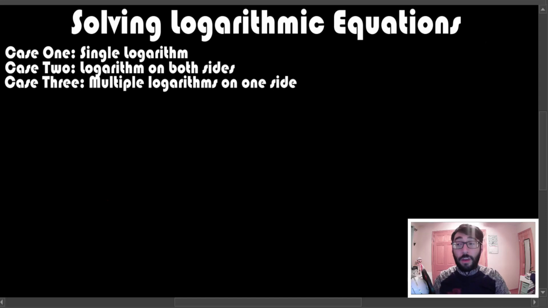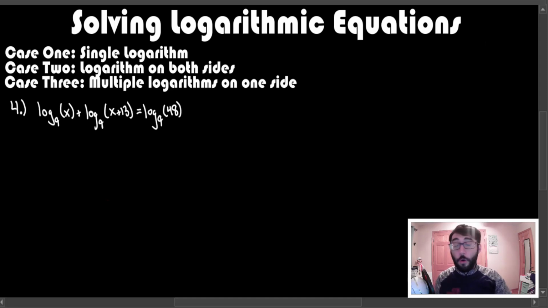Because in our third case, we can have multiple logarithms on one or both sides of the equation. Something like this. Notice here that we have logarithms on both sides, but we actually have multiple logarithms on one side of the equation. The left side of the equation has two logarithms. What do we do? Well, this is where our properties of logarithms are going to come into play. Remember all those properties: the product property, the quotient property, the power property, and how we were able to use those properties to expand a single logarithm or condense multiple logarithms. And that's exactly what we're going to be doing here.